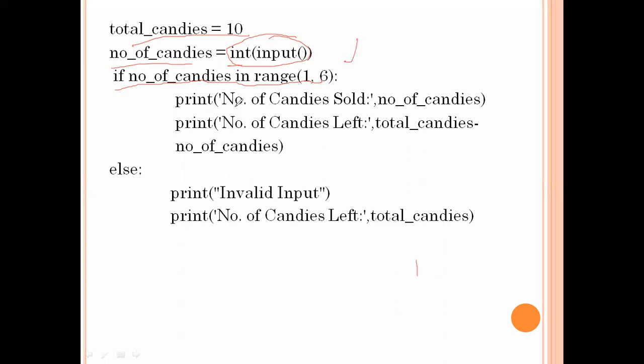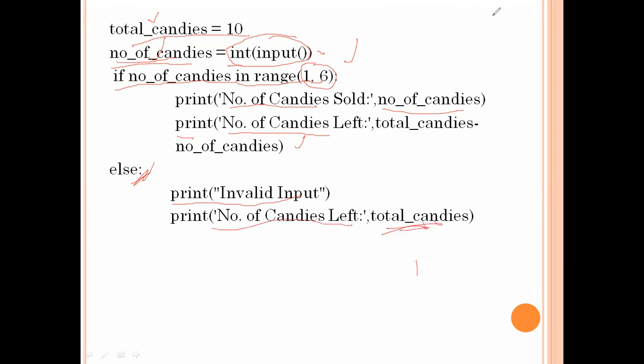So print number of candies sold, here the number of candies, how many we enter. We sold that number. So number of candies, we write that variable. Print number of candies left. Number of candies left is total candies minus this number of candies. Else, suppose we enter a value that is not between 1 and 6. So we print that value is invalid input, and also print the number of candies left, that is stored in total candies.